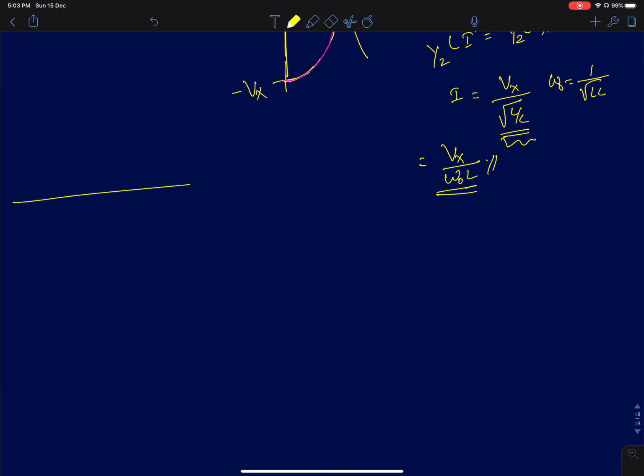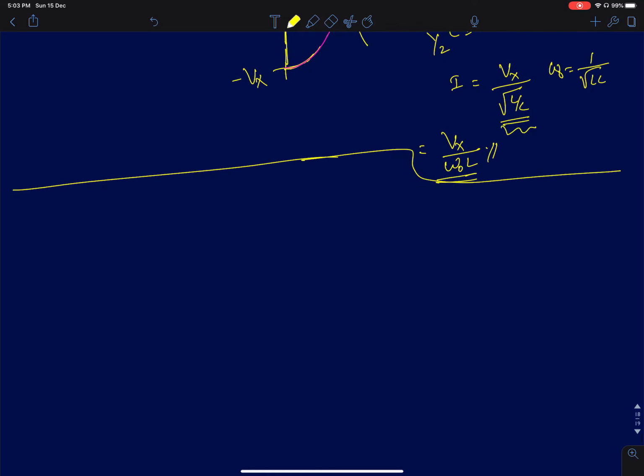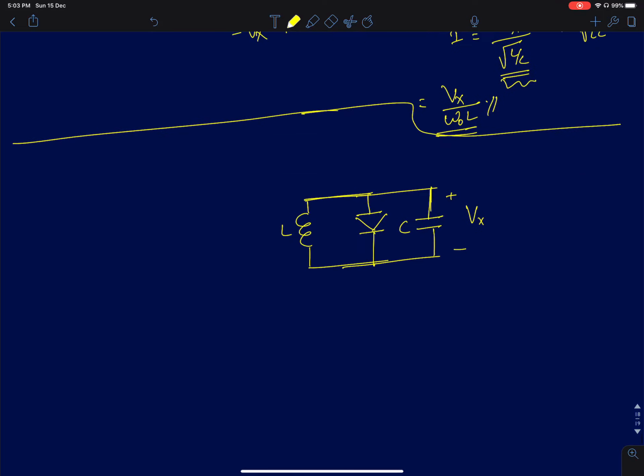Now we will try and analyze the same problem, but we will now assume the diode is actually a lossy diode, meaning it has a finite cut-in voltage. The same problem, we will analyze it, but assuming that the diode has a finite cut-in voltage. So first I'll assume a positive voltage across it, Vx, but this positive voltage Vx is less than V gamma.